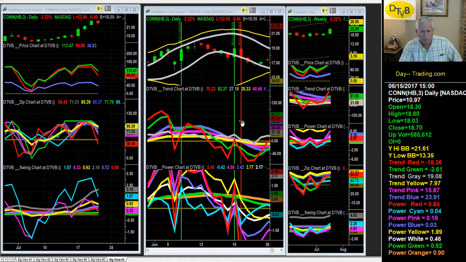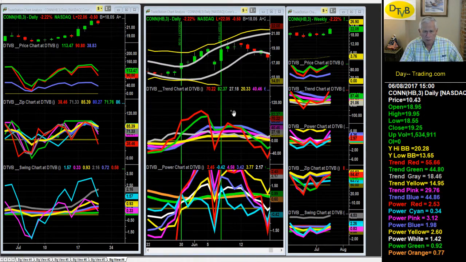On the red line, we have a fairly nice red candle as well on that day, and that one shows us power red and the other lines going back down under the zero line. But yellow, of course, just goes underneath the orange line. It doesn't go farther down. It's a day or two later before yellow crosses under the zero line.